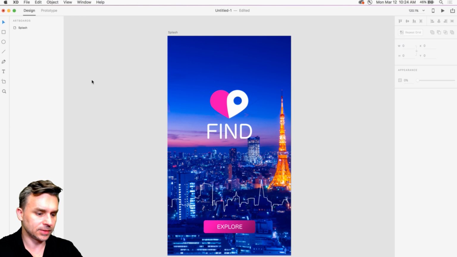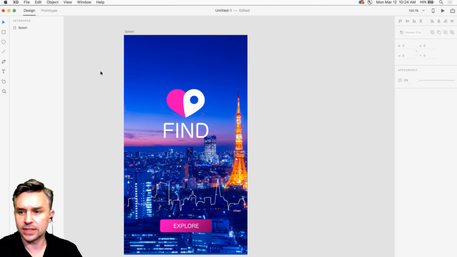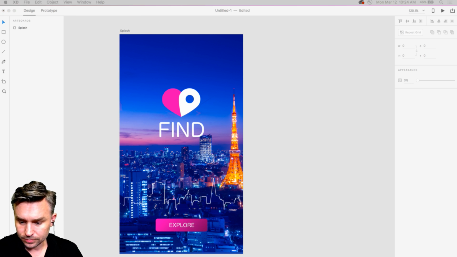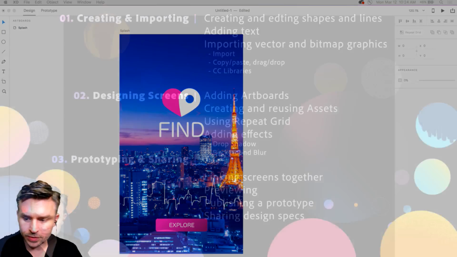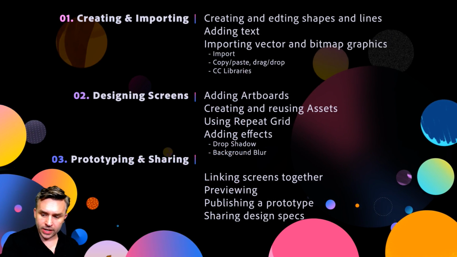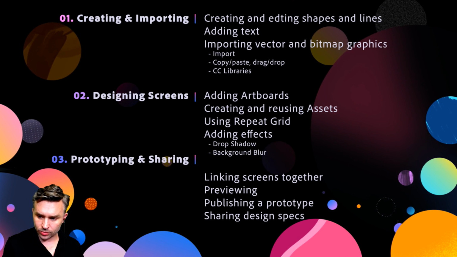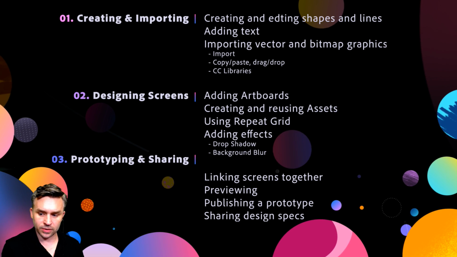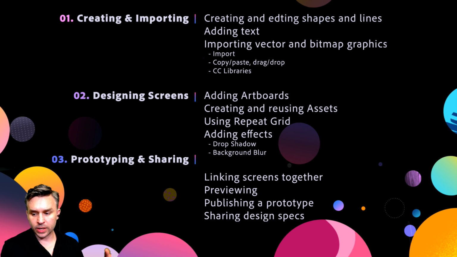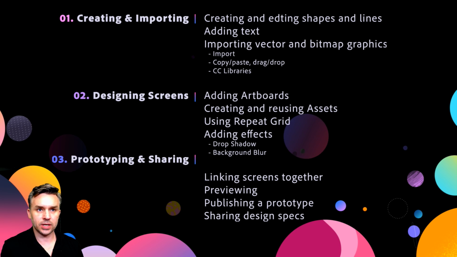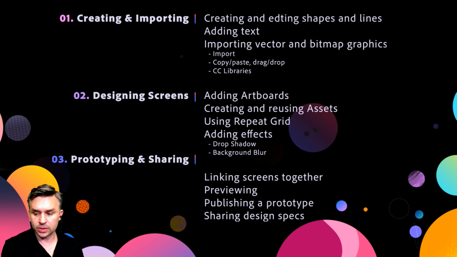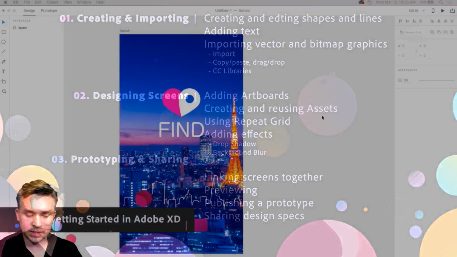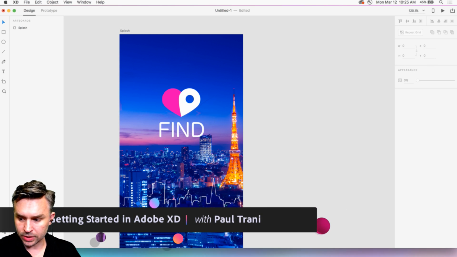I'm going to go beyond that in a second. I'd say that's looking pretty good. Let's move on, shall we? All right, let's dive into my next screen. Again, just reviewing everything we've learned so far: created and edited shapes, edited graphics, imported graphics as well, using file import, copy and paste, drag and drop, CC libraries. I'm going to get into adding artboards and creating and reusing assets, because as soon as you start adding artboards, you're going to be reusing a lot of assets. So how do you manage everything? And then I'm also going to dive into a repeat grid, which is definitely a hit in XD. And you'll realize you'll want it everywhere.